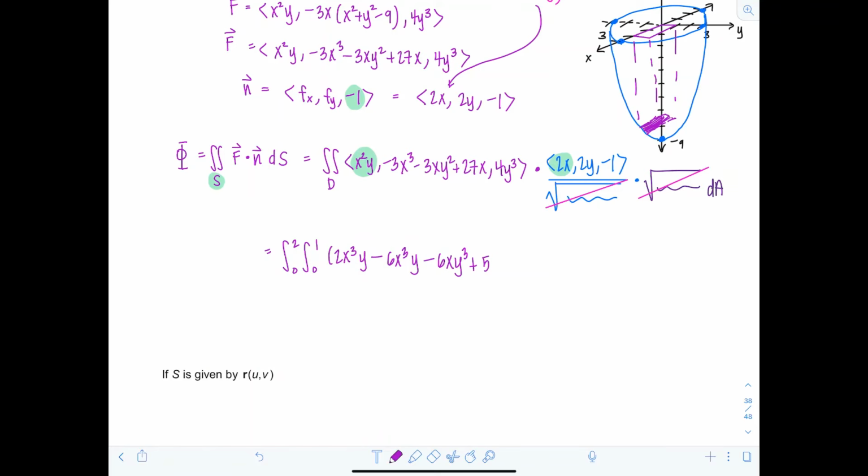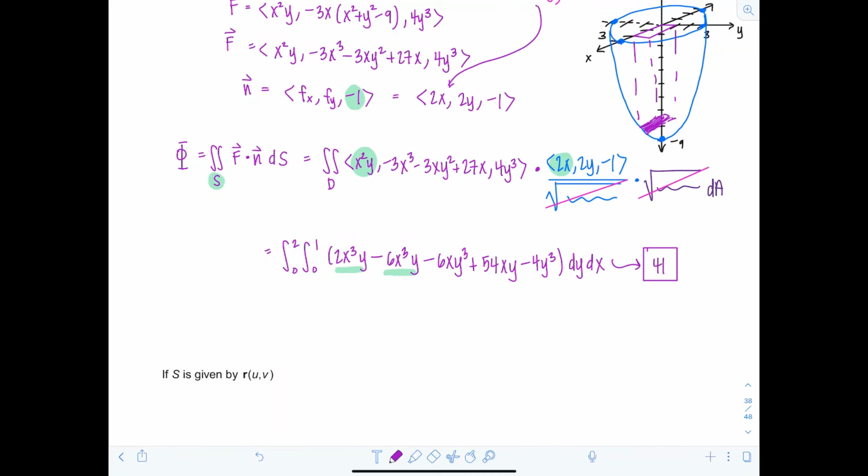plus 54xy minus 4y cubed dy dx. And before you just dive in and start anti-differentiating, notice these are like terms you can combine. So clean up, make life easier before you just go for it. And you're going to end up with 41. Okay, very good.